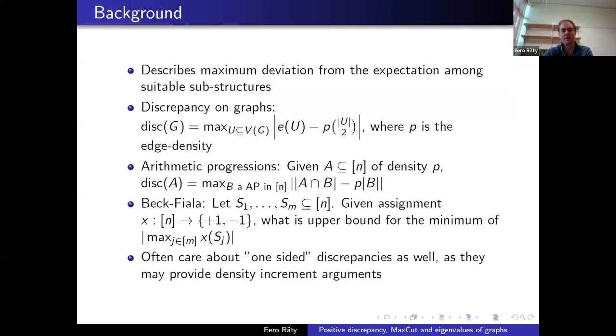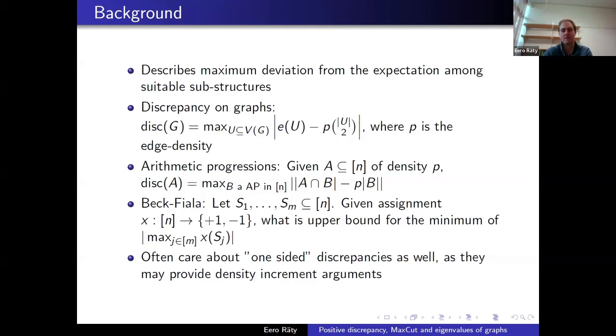Okay, so just briefly some background on discrepancy. Vaguely speaking, discrepancy measures how much substructures can deviate from the expectation. The particular discrepancy I'm interested in, or we were interested in, is the discrepancy on graphs.